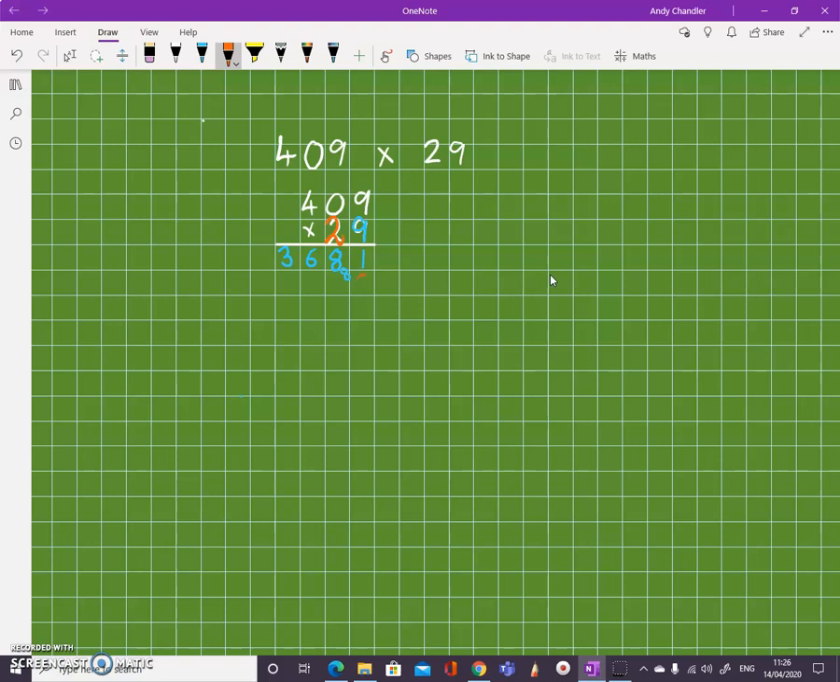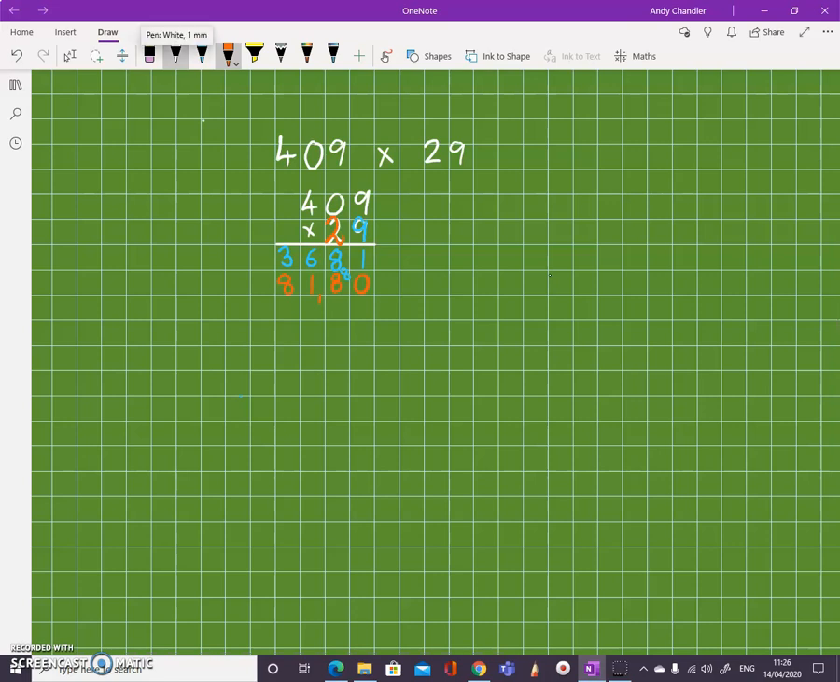Now for the multiplying by 20. Put the 0 in the units column as a placeholder, don't forget. 2 times 9 is 18, right to left of course, so I'll put down 8, carry 1. 2 times 0 is 0, plus the 1 I carried, 1. 2 times 4 is 8.